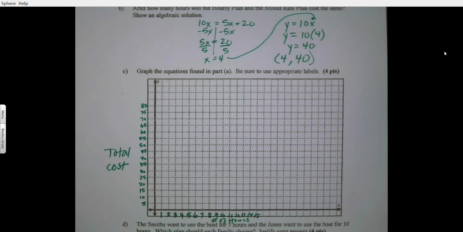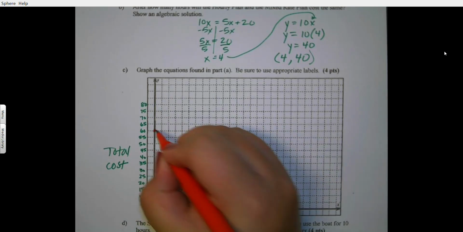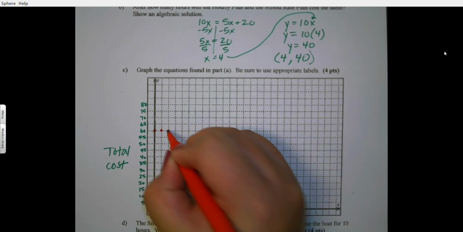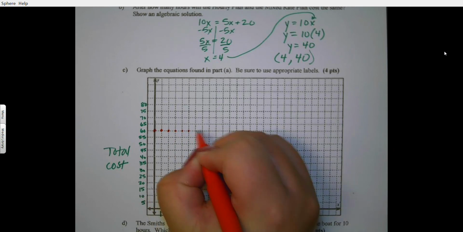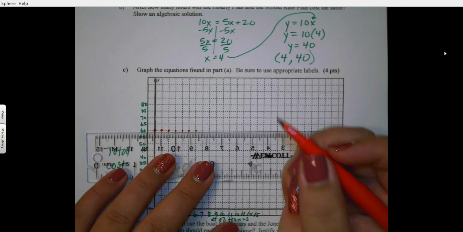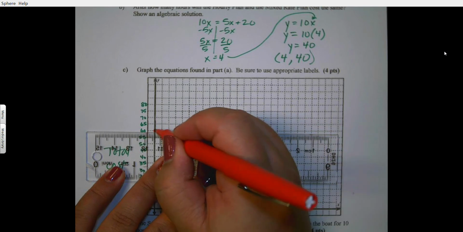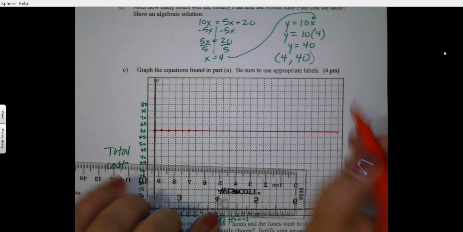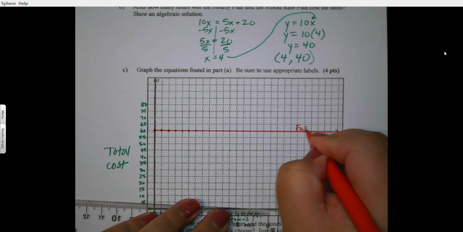Okay, and I use an appropriate amount of the graph, and now I'm going to graph 3 lines. So I'm going to grab my red to graph full day, and it costs me $60 for 0 hours, $60 for 1 hour, $60 for 2 hours, for 3 hours, 4 hours, 5 hours, 6 hours, all the way in my horizontal line. And I'm going to label full day.